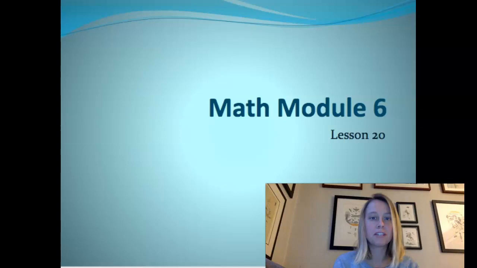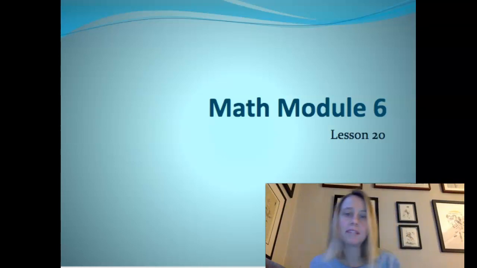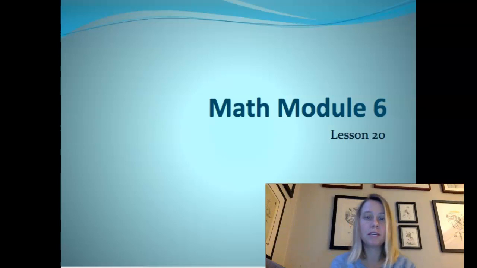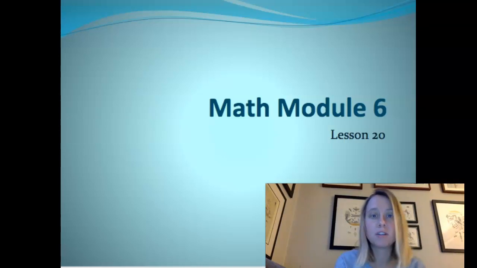Today we are going to continue our work with even and odd numbers. Today we're going to be adding numbers together to decide if they're even or odd. So what that means is that we are going to be looking at when we add an even and an even number, what kind of number do we get at the end? When we add an even and an odd number, what kind of number do we get at the end? And when we add an odd and an odd number, what kind of number do we get at the end? So we're going to practice that today.